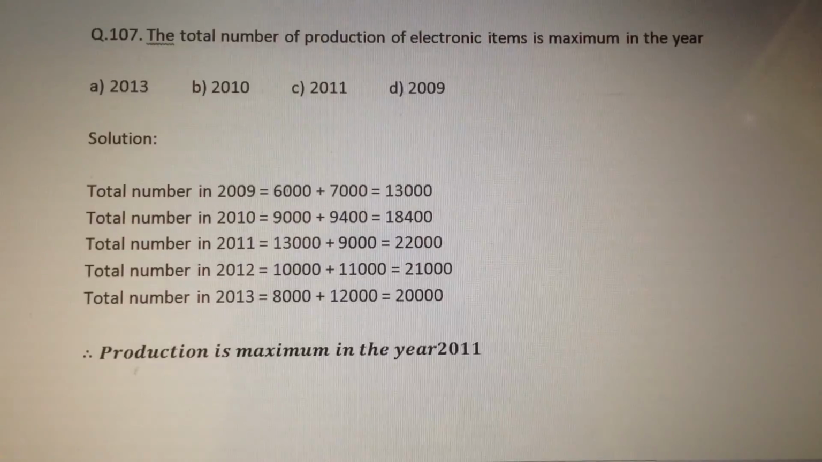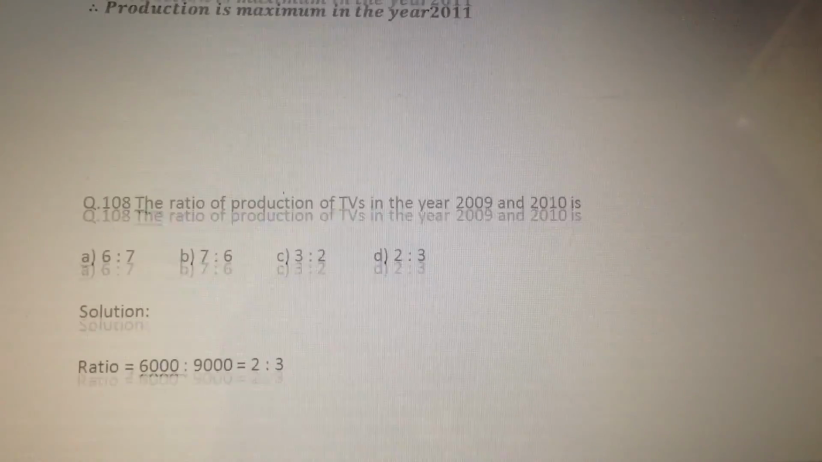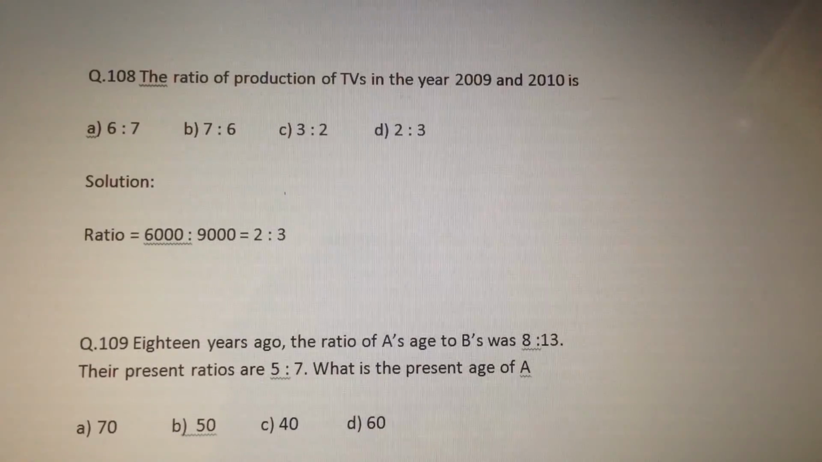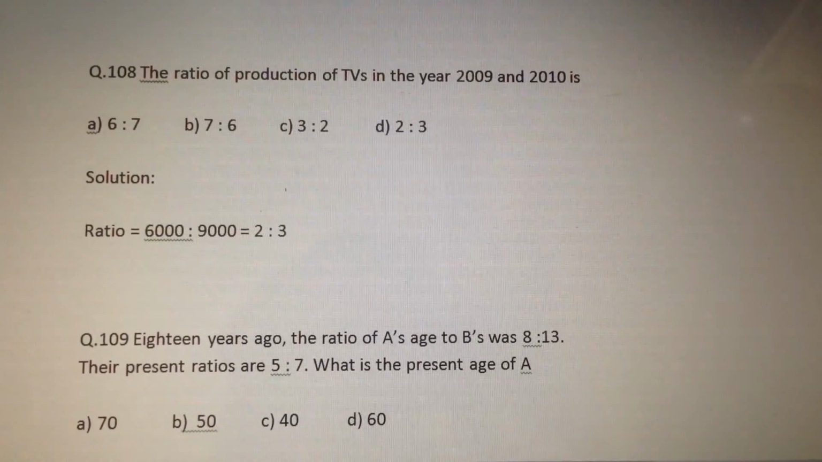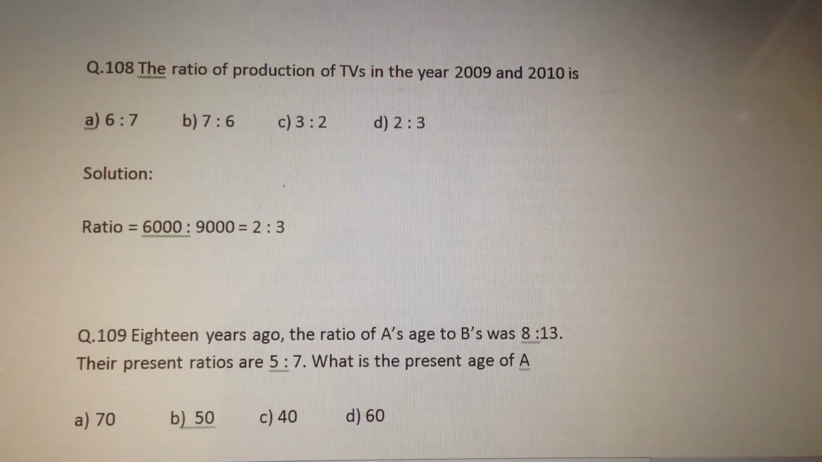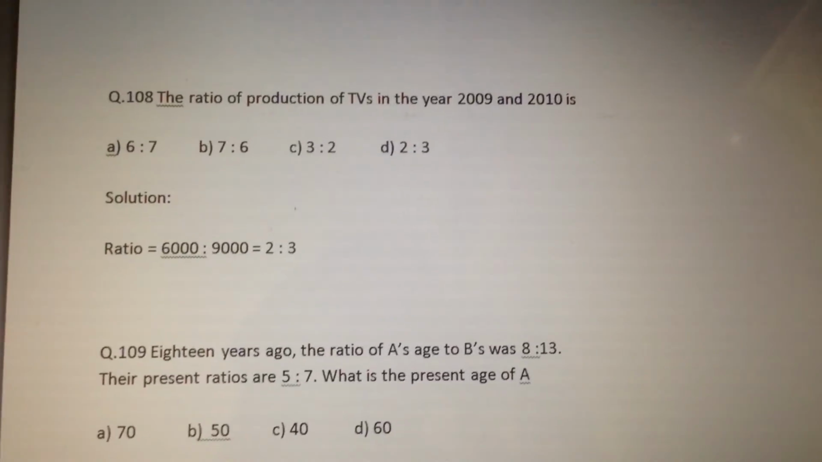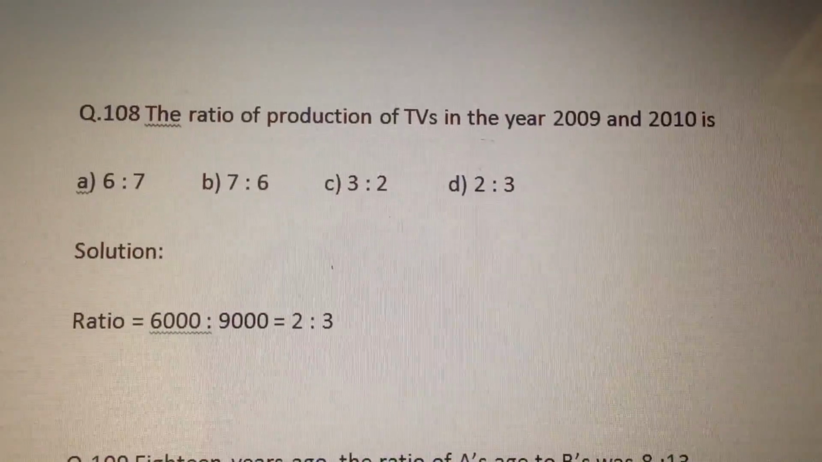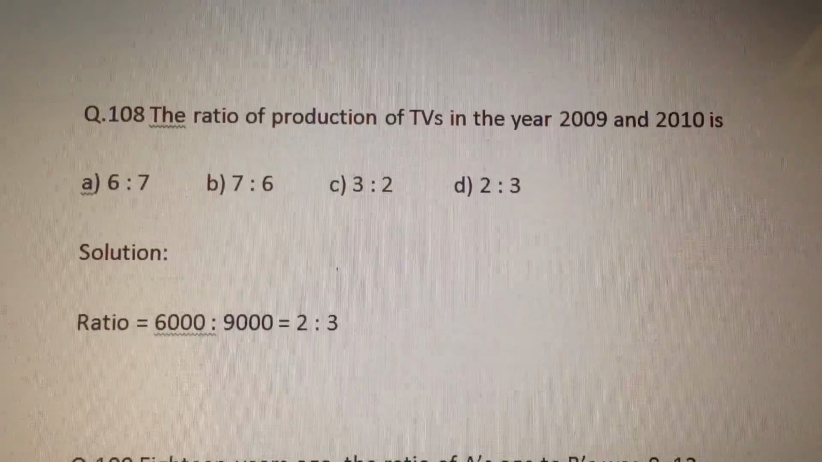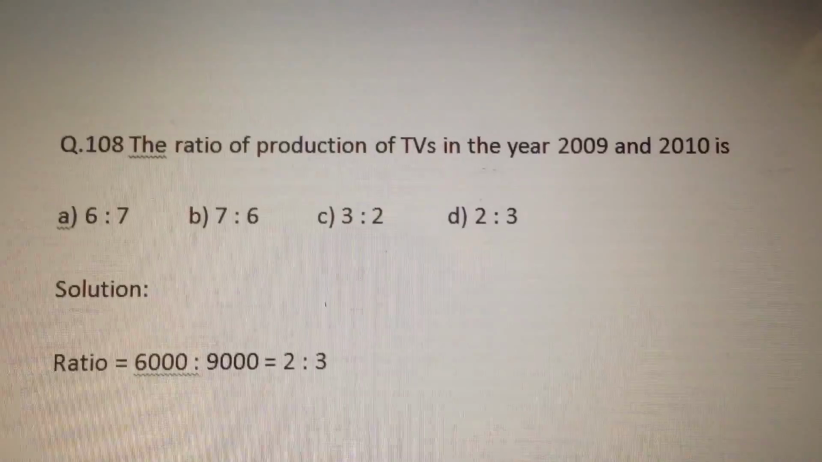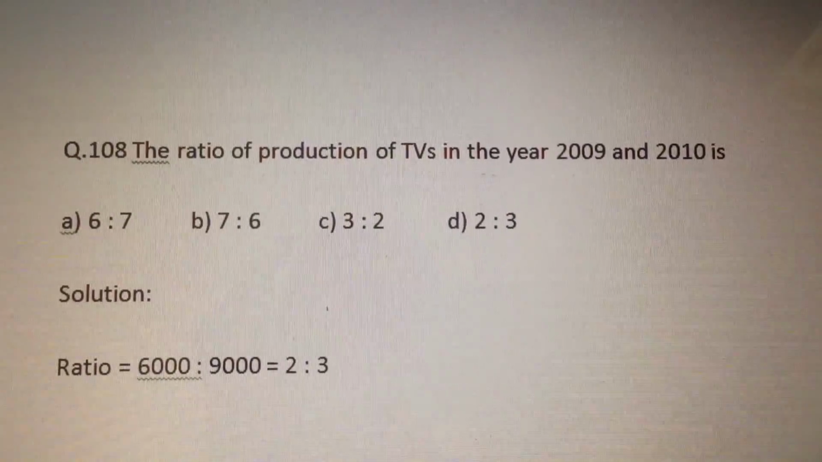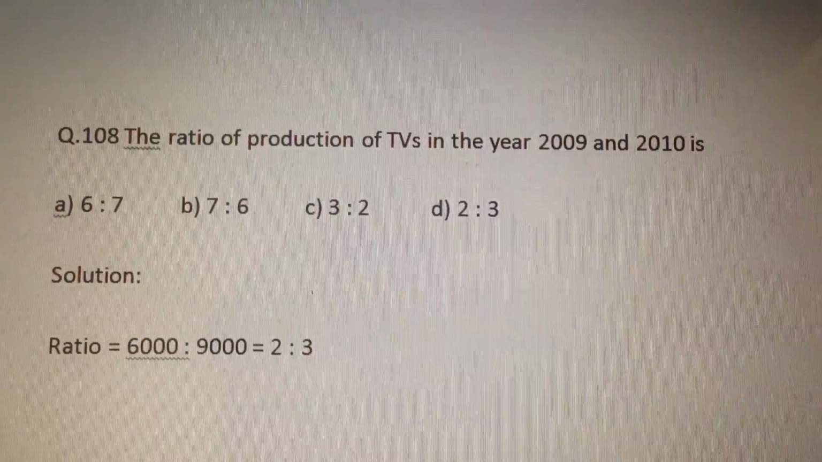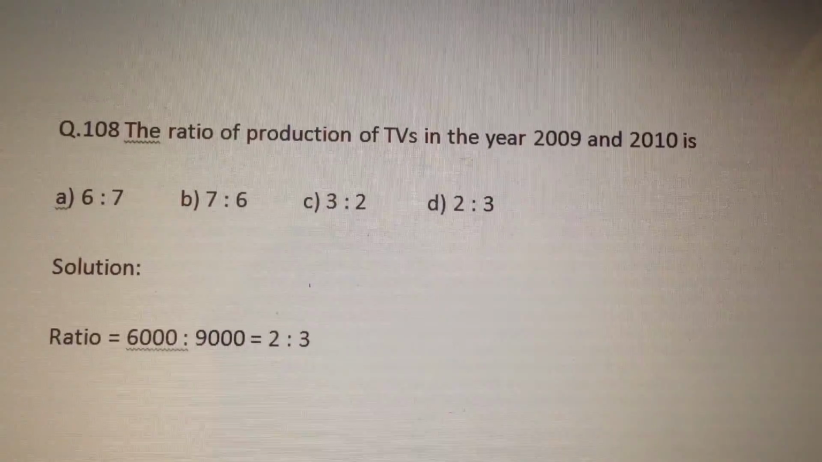Okay. Next, let us see another question. The ratio of production of TVs in the year 2009 and 2010. TVs in 2009 is 6000 and TVs in 2010 is 9000. Therefore, the ratio is 6000 is to 9000, which is equal to 2 is to 3.